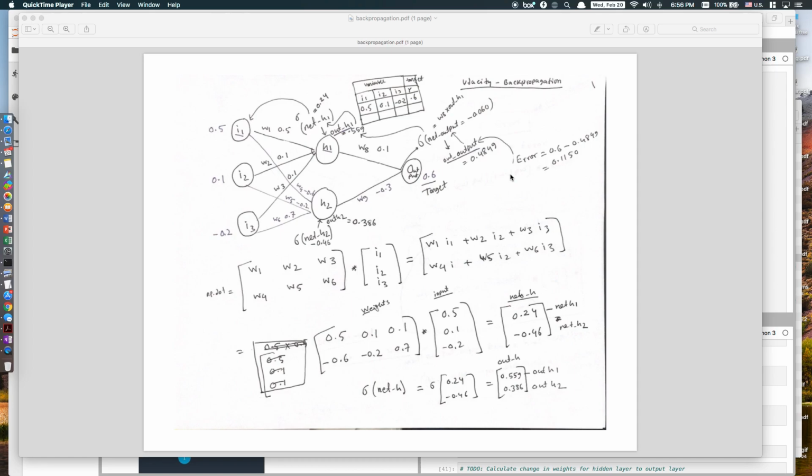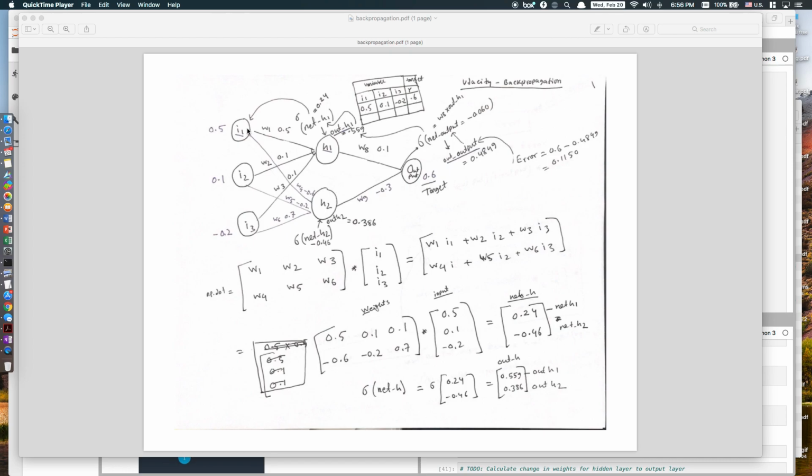I'll explain how a neural network works. Let's say we have variables i1, i2, i3, and the value for i1 is 0.5, the value for i2 is 0.1, and i3 is minus 0.2. Our target is y, that is 0.6. This is the actual value.